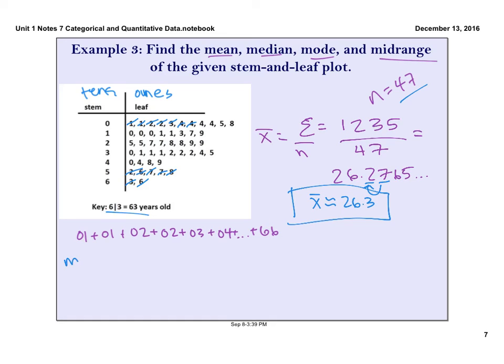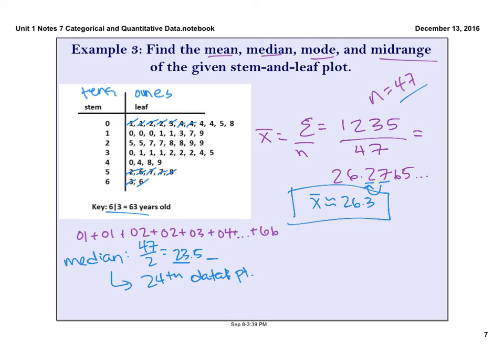So my median is going to be, I shouldn't put an equal sign because I'm not saying that it's equal to this, it's going to be 47 divided by 2. And let's see what that gives me. 47 divided by 2 is 23.5. So that means that there's 23 points below the median and there's going to be 23 points above the median, which means that my median is the 24th data point. So since I know that the median is the 24th data point, I'm going to count to the 24th data point.